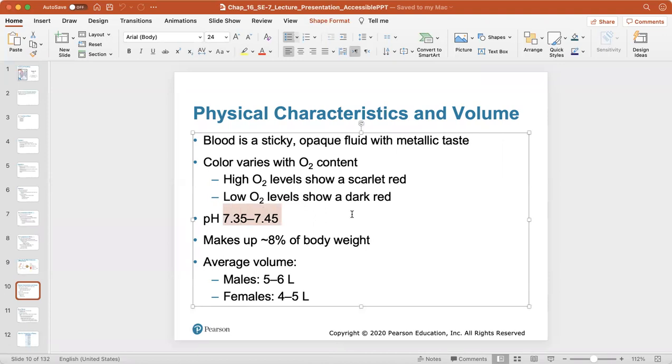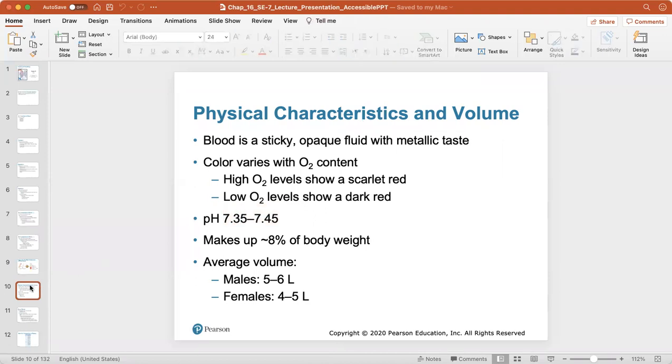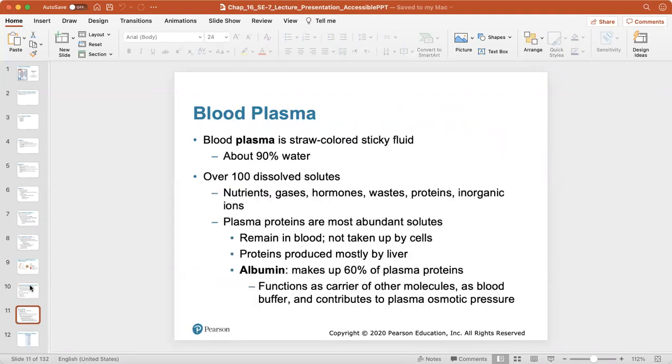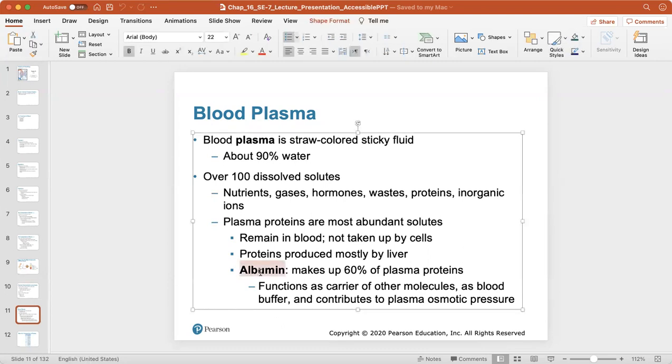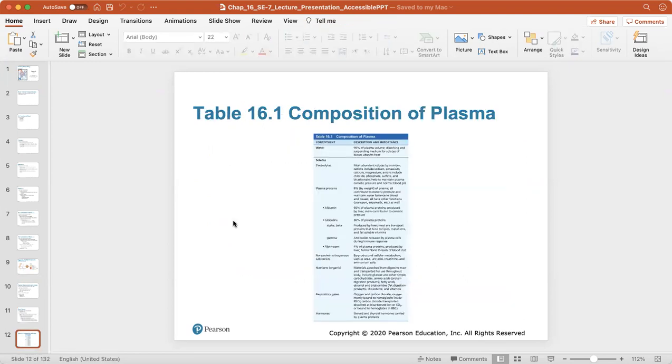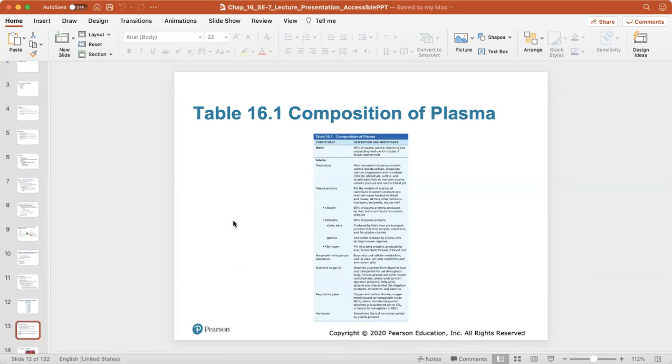Your blood makes up about 8% of your body weight, and the volume of blood differs slightly if you're a male or a female. Blood plasma is straw colored. It's made up mostly of water. There's over 100 dissolved solutes in plasma. Plasma proteins are the most abundant solutes, and albumin is the most abundant plasma protein. And albumin functions as a carrier of other molecules, as a blood buffer, and contributes to the plasma osmotic pressure. So here's a composition of plasma. You can see it's mostly made up of water, solutes, and the big protein that makes up plasma is albumin.